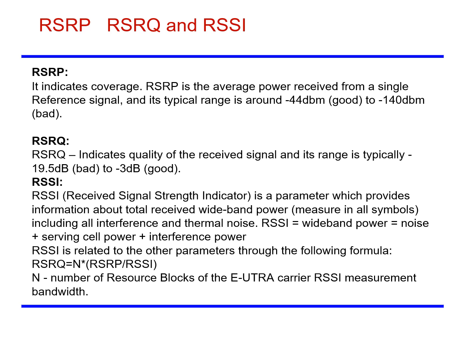RSSI, or Received Signal Strength Indicator, is a parameter which provides information about total received wideband power, including all interference and thermal noise. RSSI is the sum of noise, serving cell power and interference power. RSSI is related to RSRP and RSRQ through the formula RSRQ equals N times RSRP divided by RSSI, where N is the number of resource blocks of the E-UTRA carrier RSSI measurement bandwidth.